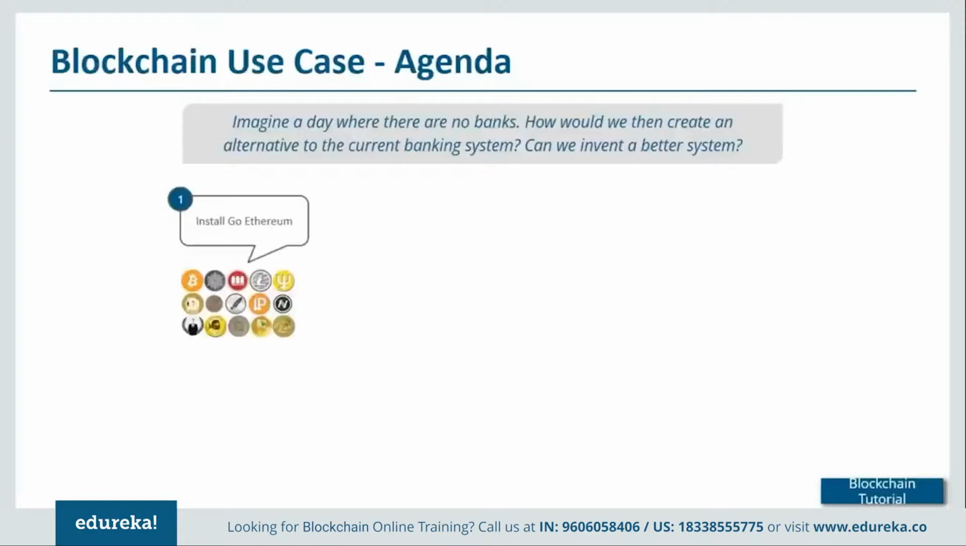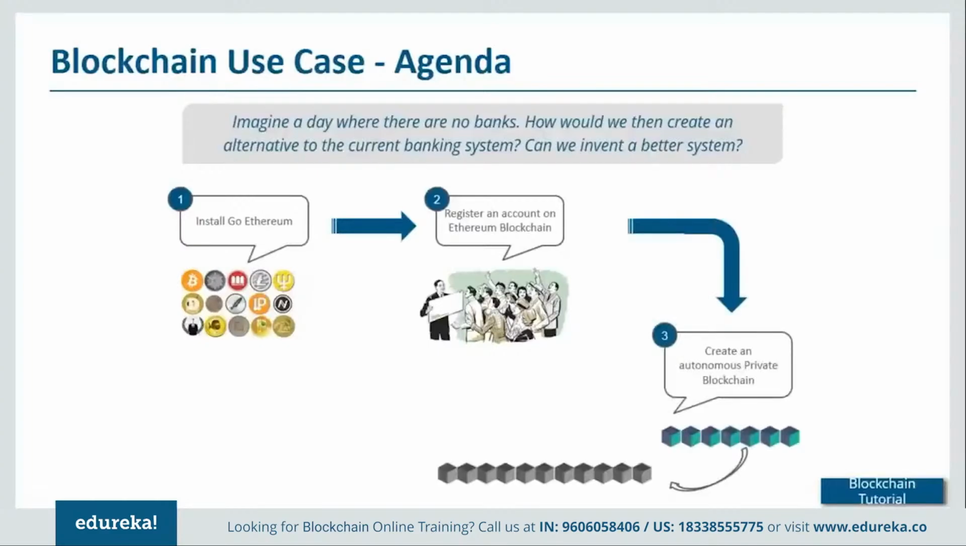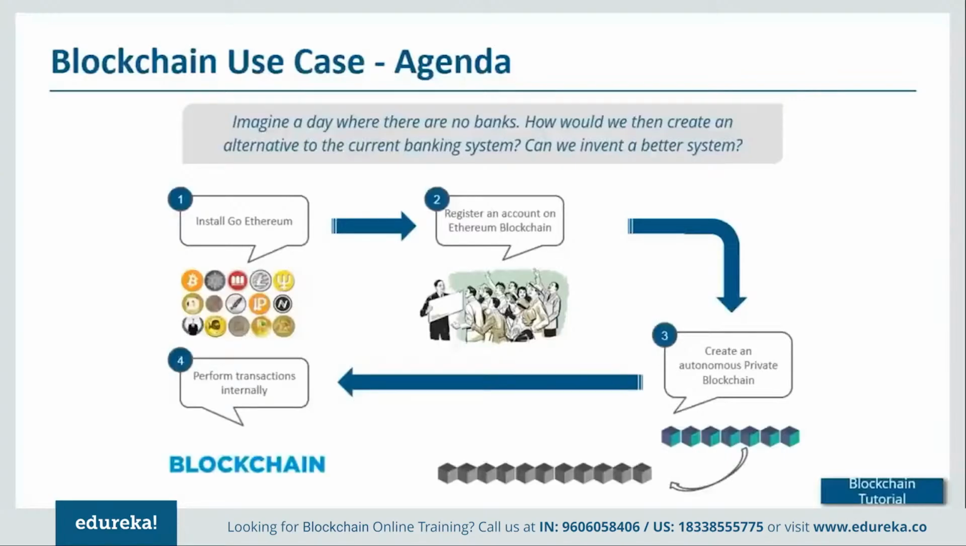So for that, first we'll be installing CEAC and then we'll be registering an account to the CEAC blockchain. CEAC basically is an online blockchain system which helps you manage your cryptocurrency. Once you've done this, we'll try to create a private autonomous blockchain on our system itself, and then we'll try to perform transactions internally. Now these are mock transactions, but it'll at least give you a complete idea of how a blockchain system works as a whole.